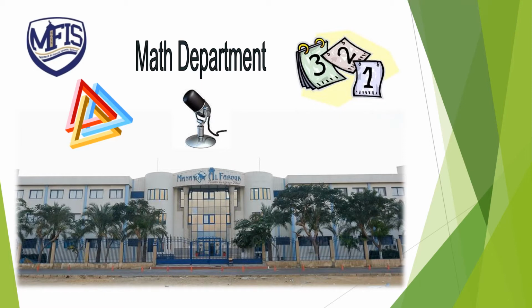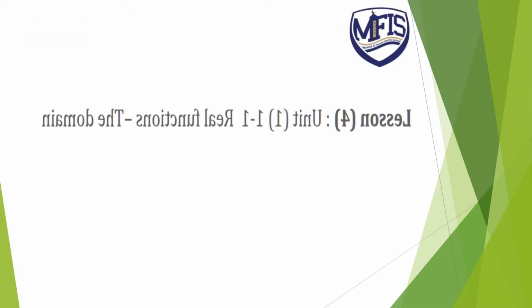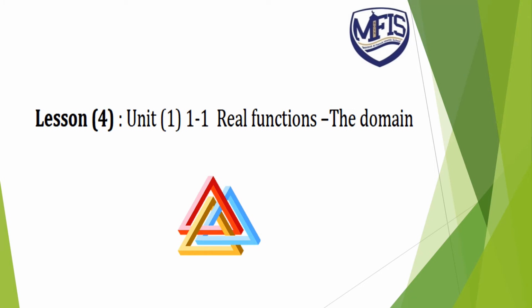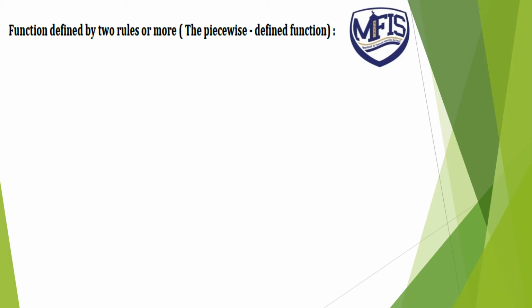Our lesson today is to continue the domain of the real function. Lesson 4. We have a function defined by two rules or more. It's called a piecewise function or defined function. Let's see an example.